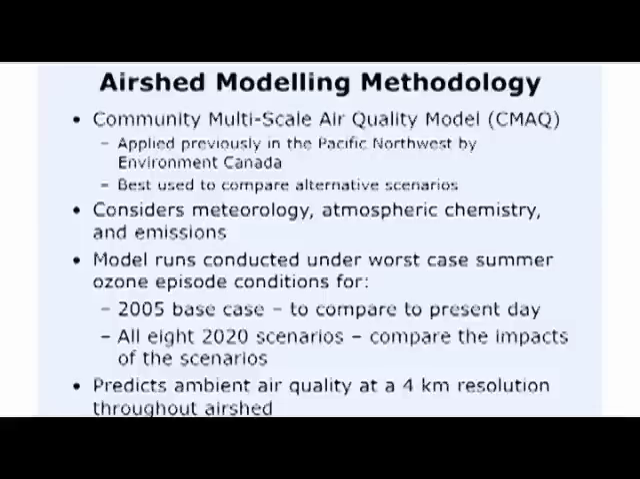They did this for the 2005 base case. This provides a basis of comparison of the future scenarios to the present day. And then they modeled all 8 of the 2020 scenarios, and this allows a comparison of the impacts across the scenarios. And the model has the ability to resolve ambient air quality emissions at a resolution of 4 kilometers. Visually, what this means is if you superimpose a graph of 4-kilometer grid squares over top of the airshed, the model would be able to predict the ambient air quality in any one of those 4-kilometer squares.